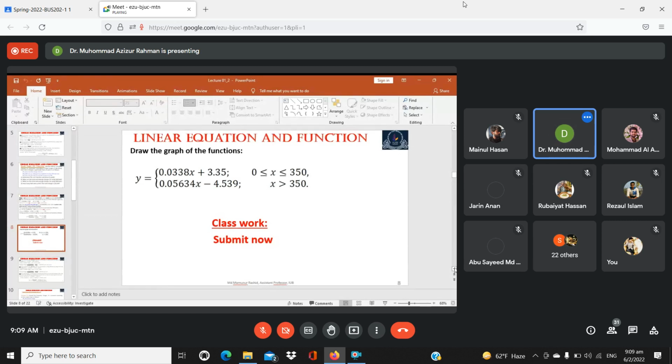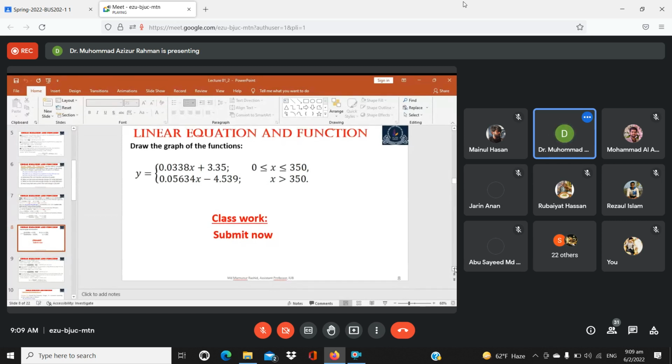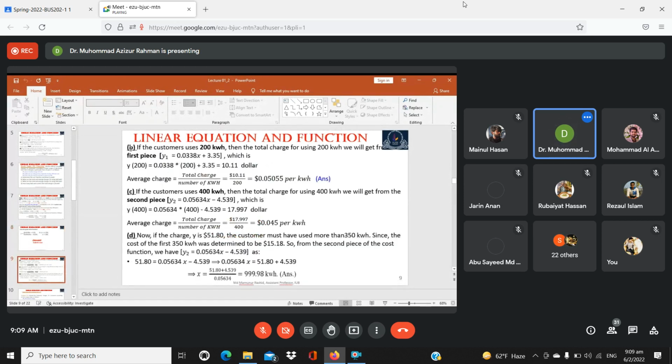Okay, let's continue. Second part, question B, it's saying that if a customer uses 200 kilowatt hour, what will be his total charge? So you have to use the first part of the function because it's less than 350. That means y1 equals 0.338x plus 3.35. In that case, the value of x equals 200. You put the value of x equals 200.